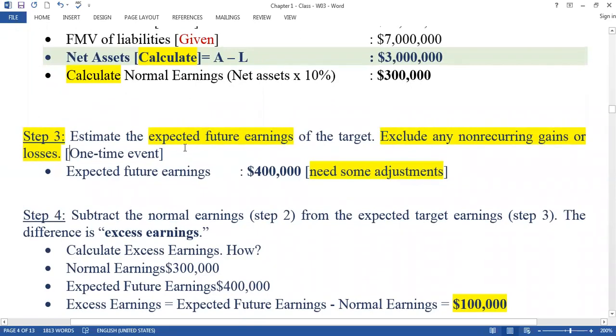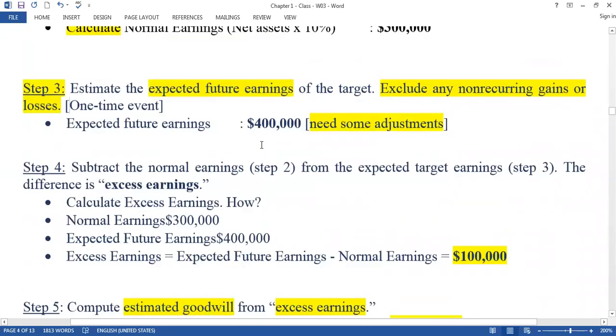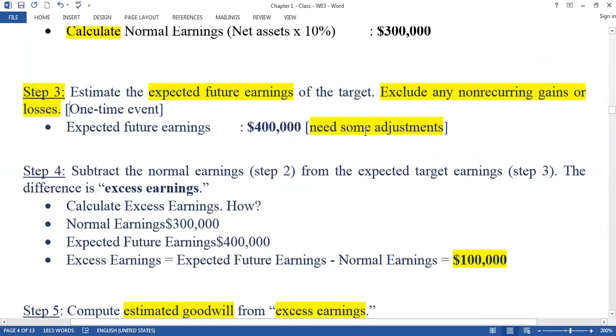Now, this is our expected future earnings, okay? So some question you may not have this kind of adjustment. I can easily give you the expected future earnings. Anyway, if we need adjustment, we should do adjustment. For these examples, we don't need any adjustment because the number is given.